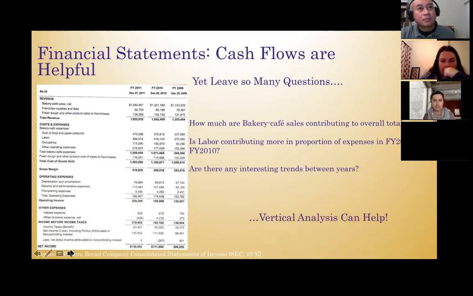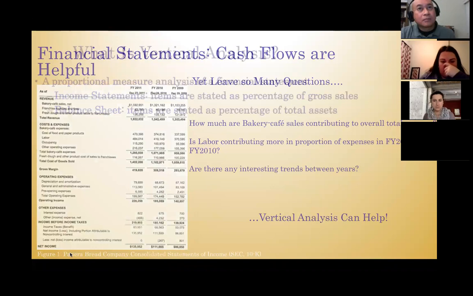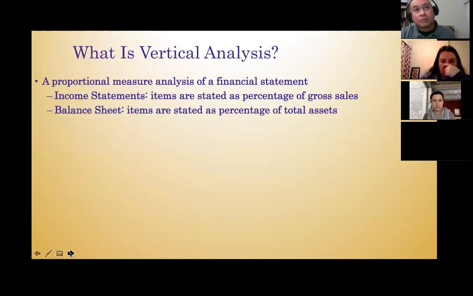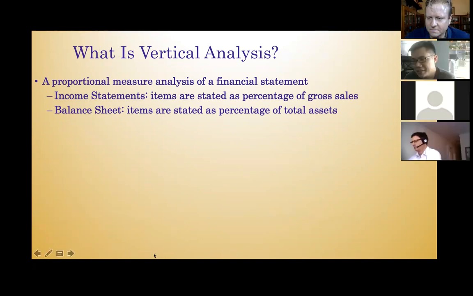Vertical analysis can help. So if we go to the next slide, to start off, what is vertical analysis? I guess the textbook definition is a proportional measure analysis of a financial statement. So what does that really mean? It's basically a way of representing data relative to each other in terms of ratios or percentages. This will become clearer in the next slide when we go through live examples. But to start off, income statements are typically represented as percentages: each line item is a percentage of gross sales. And for balance sheet statements, items are typically stated as a percentage of total assets.